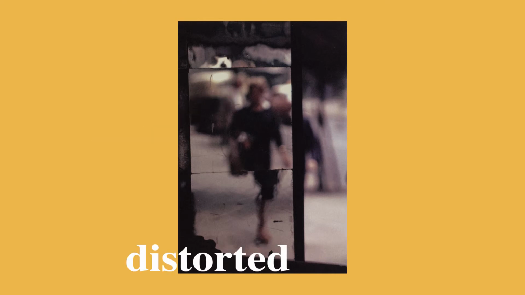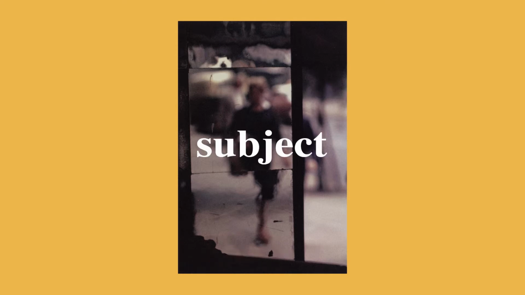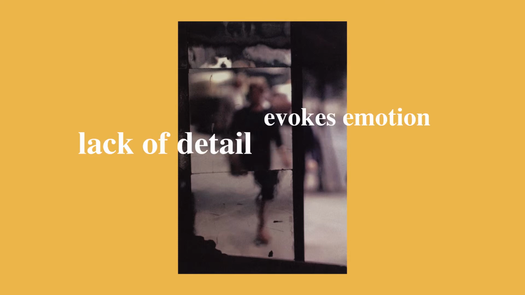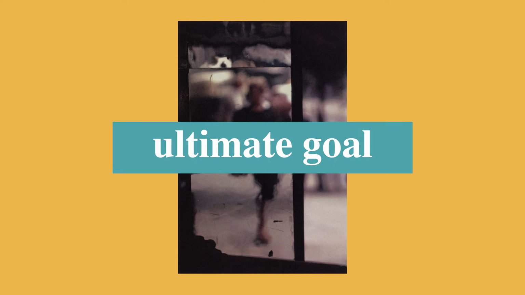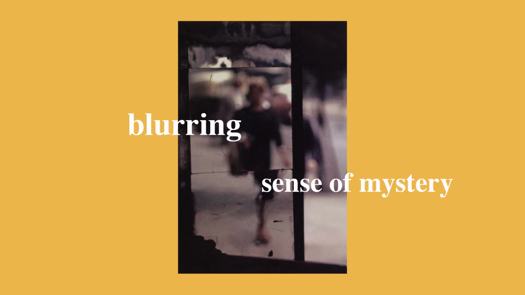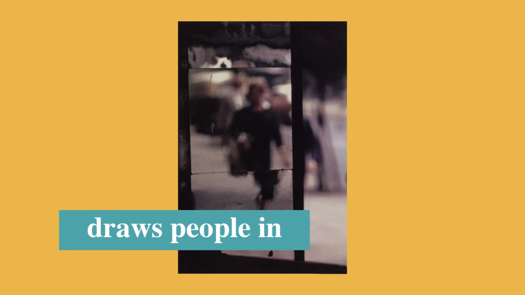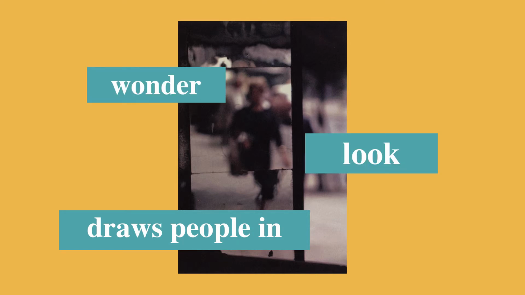The third image I'd like to look at is Shopper, which was taken in 1953. Although the woman's face is distorted, I believe this photo is still a portrait. This is because the woman is still the subject of the photo, and while we cannot see her face, this lack of detail evokes emotion and gives us insight into her character, which is the ultimate goal of a portrait. The blurring creates a sense of mystery which draws people in, similar to how one might look at a stranger walking down a street and wonder what's going through their mind.